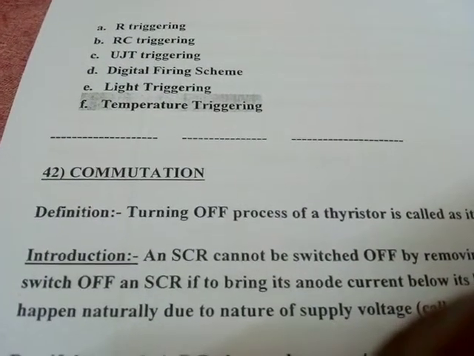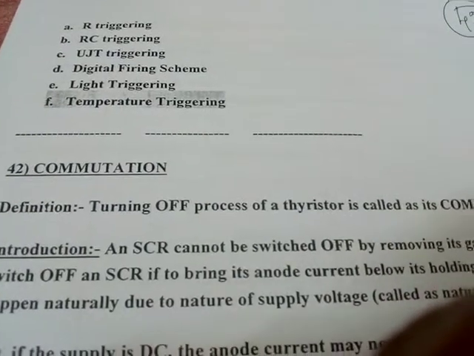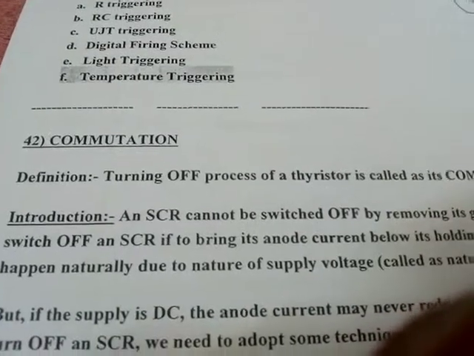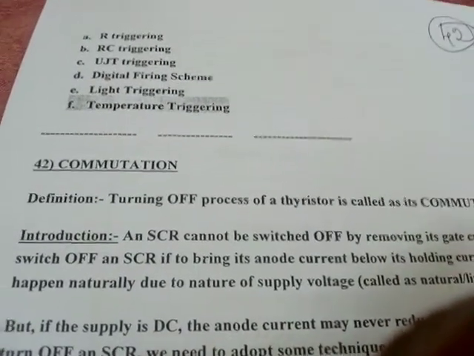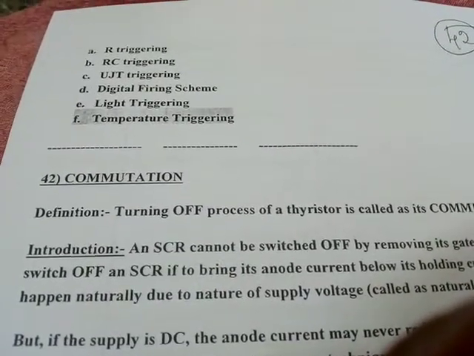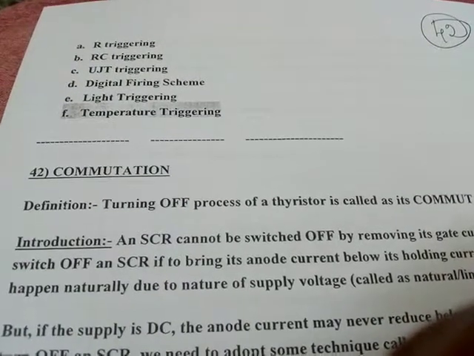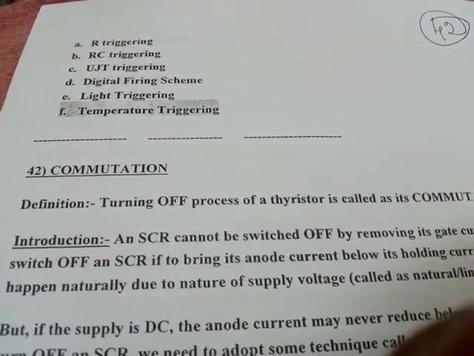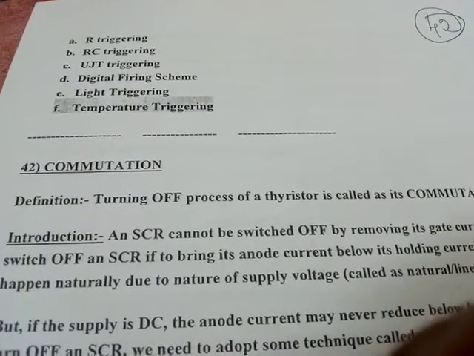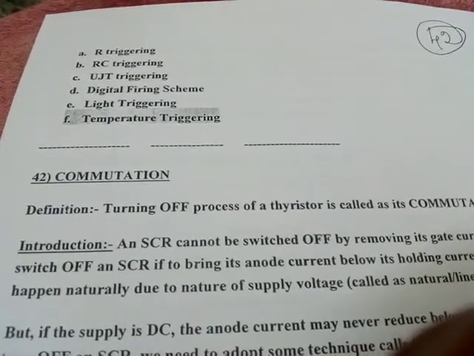Turning off of a thyristor or SCR or any thyristor is called its commutation. See, a thyristor is a latching device, so when we remove the gate current, it will not turn off. The only way to turn off an SCR is to bring its anode current, or the main current, below its holding current value.